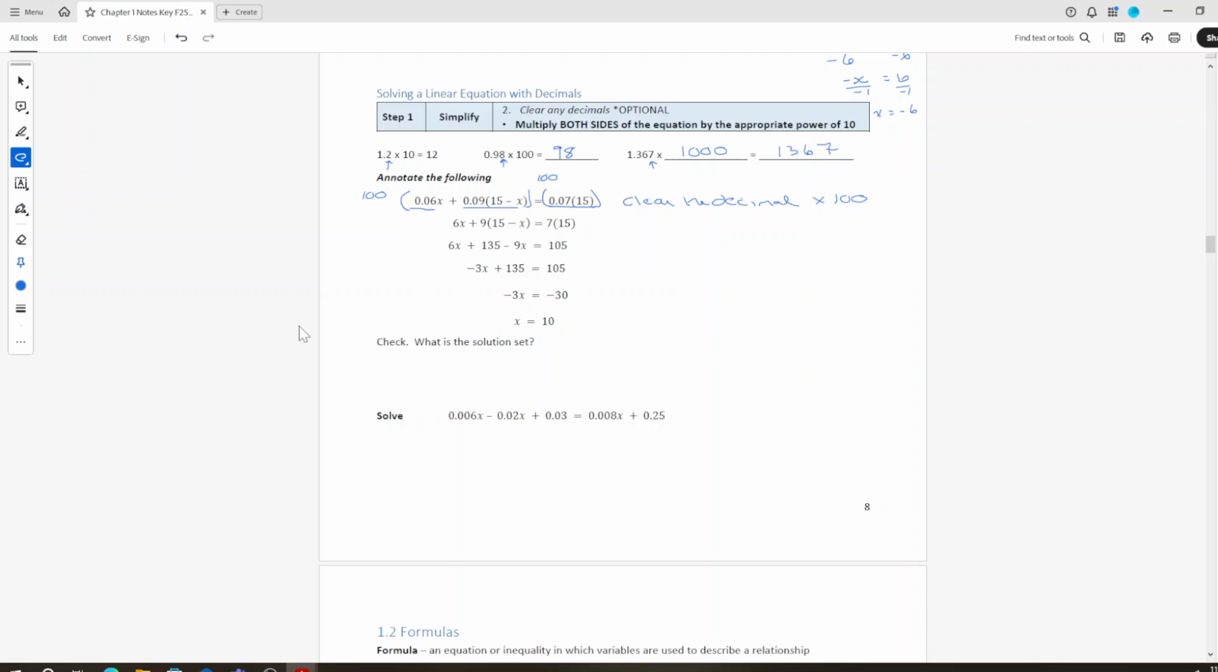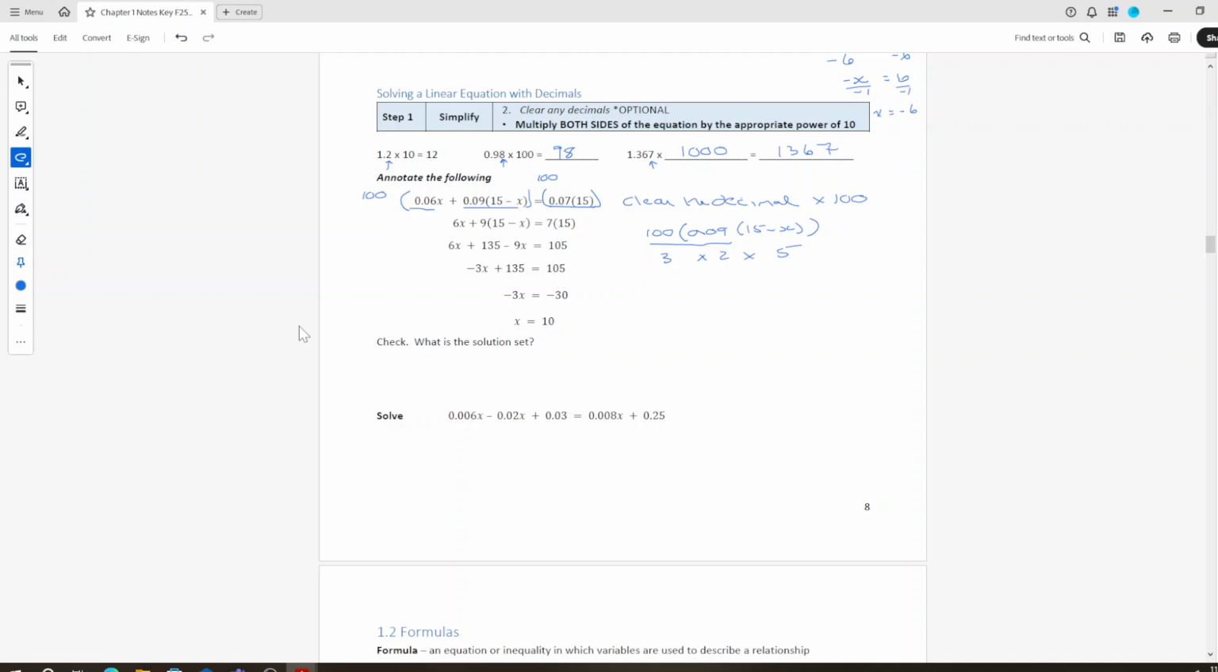So you'd multiply every term by 100. So 100 times 0.06 would give you 6x. 100 times 0.09 times 15 minus x. Think of this as 3 times 2 times 5. When you do the 100 times the 0.09, you get 9, and then you've taken care of multiplying by 100.